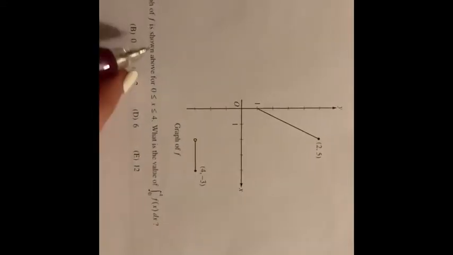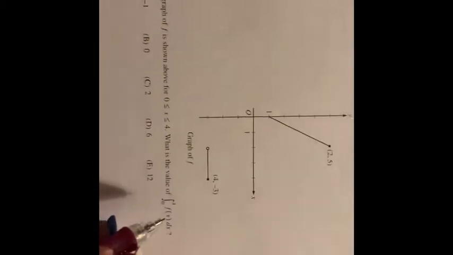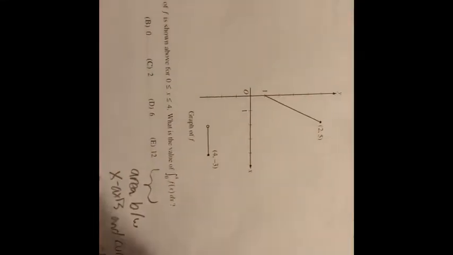Okay. Graph f is shown above for 0 to 4. What is the value of the antiderivative from 0 to 4 of f of x? Let's graph f of x. Okay. So for this one, whenever it shows this, it's asking for the area between the x-axis and the curve representing f of x. So it's asking for the area between 0 and 4.